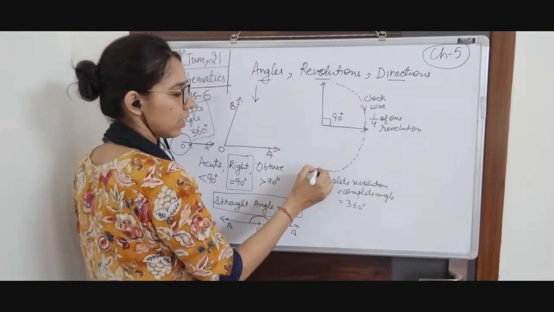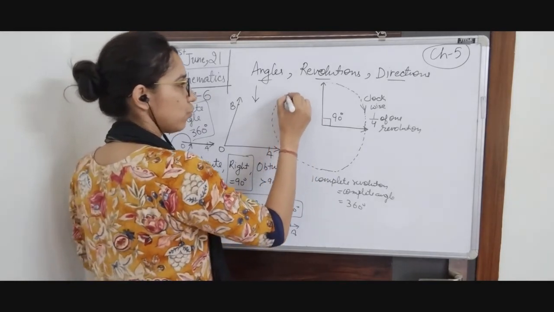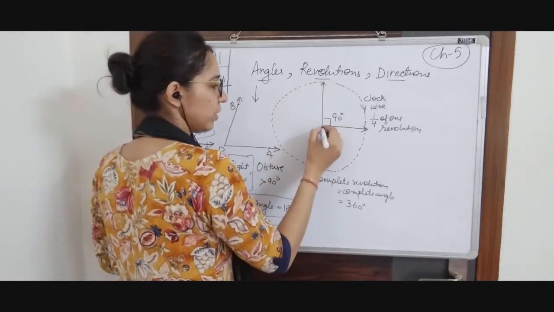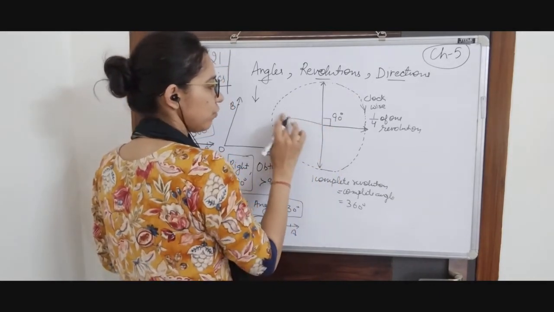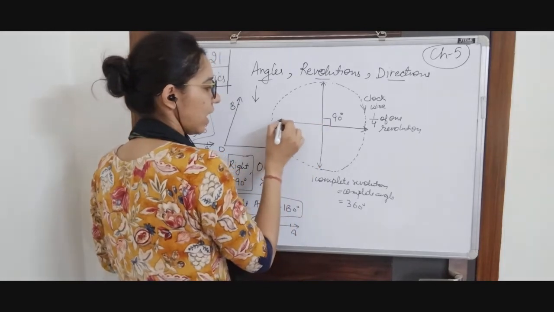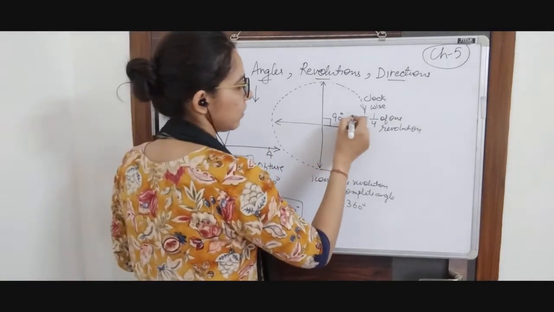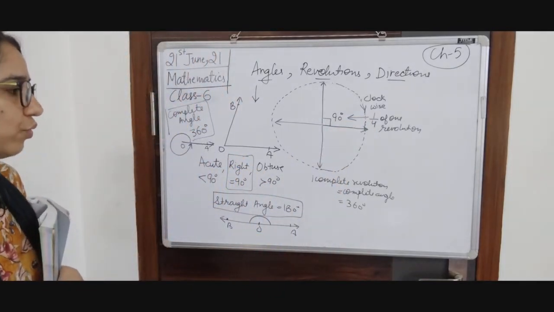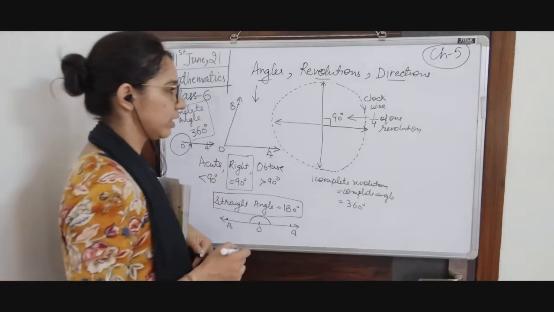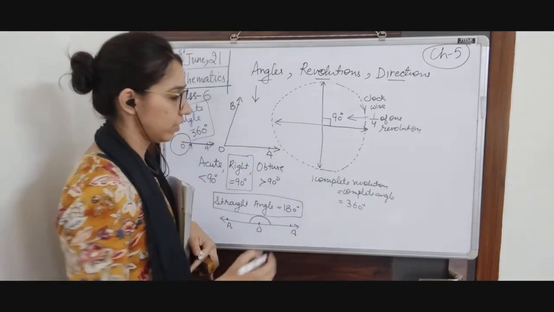Similarly, 2/4 will be straight angle. 3/4 will be 270 degrees and one complete angle will be this. So this 90 degrees is covered in 1/4 of one revolution. If we are talking about half revolution, it will be 180 degrees.